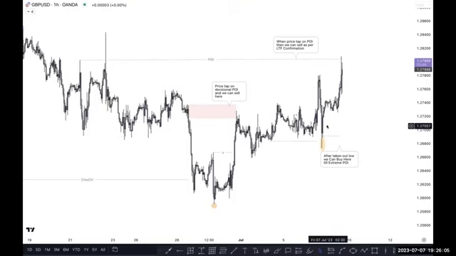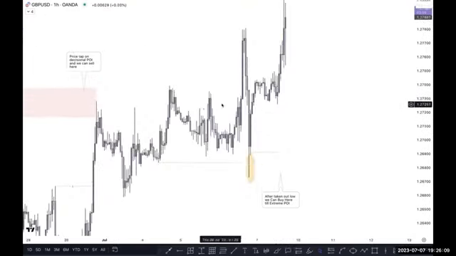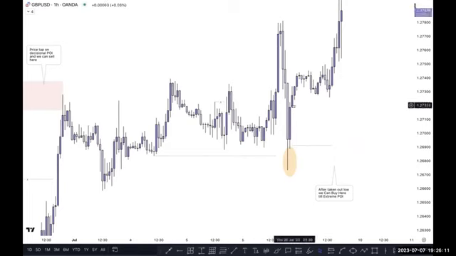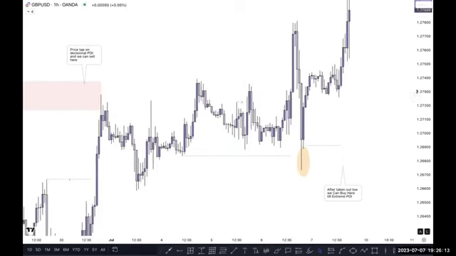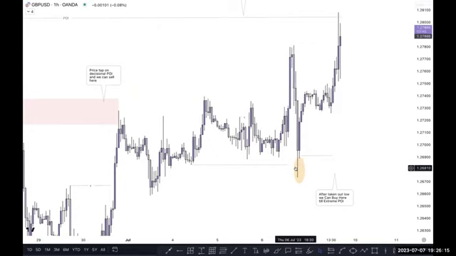Same thing happened here as per plan. Okay. And here also. This one, it took out the liquidity, and actually this one transferred here to here. This was a pullback, main low here.